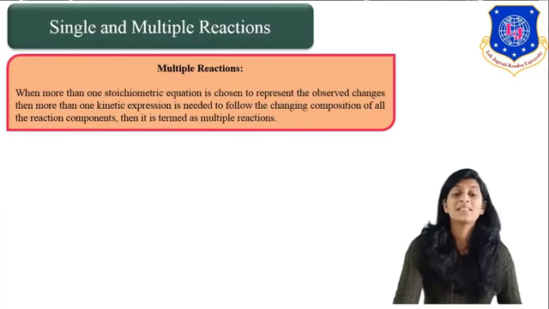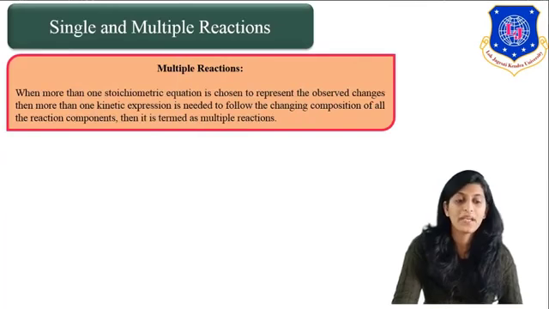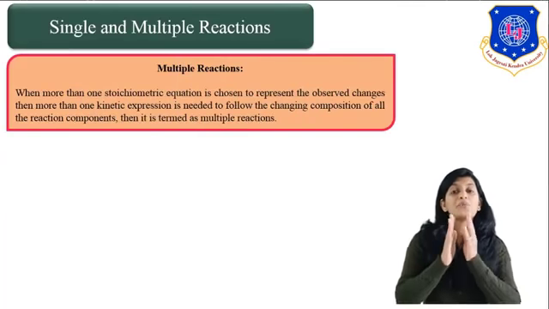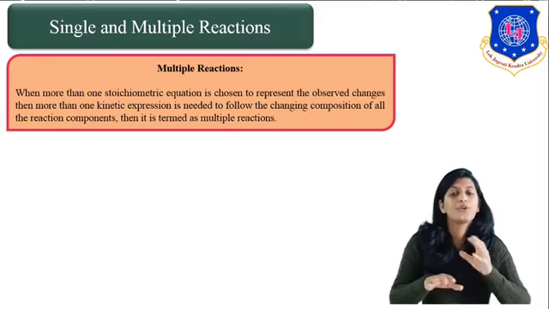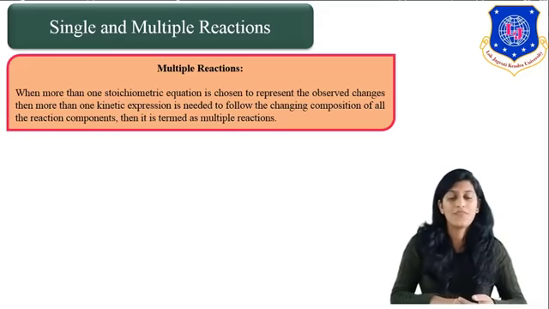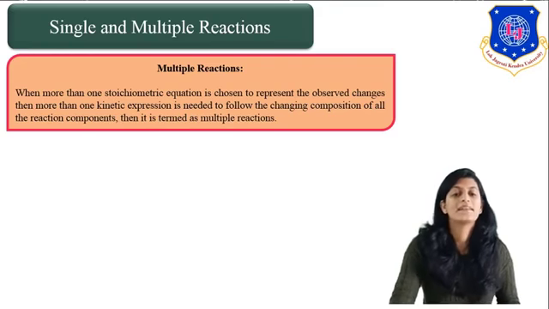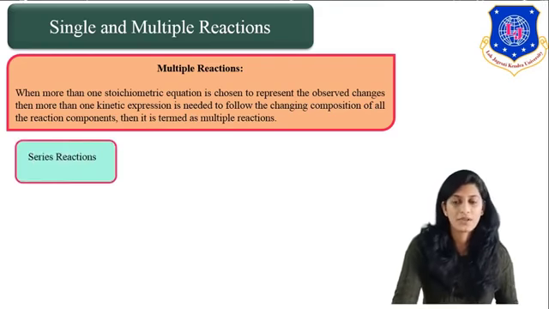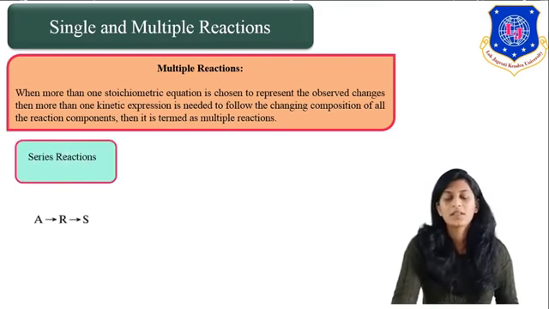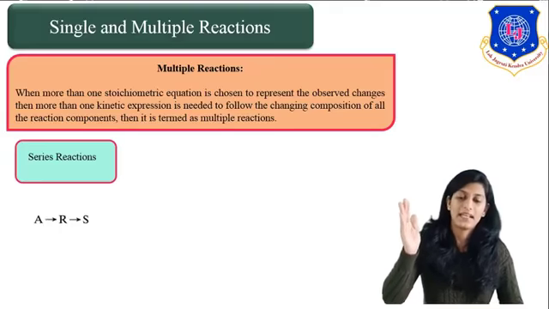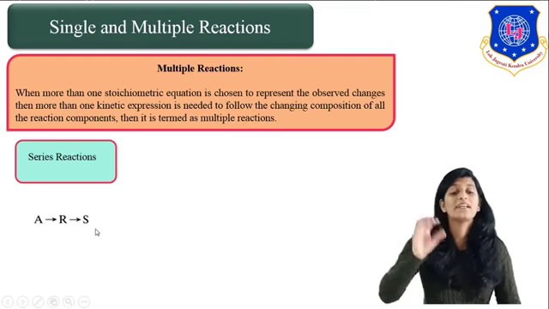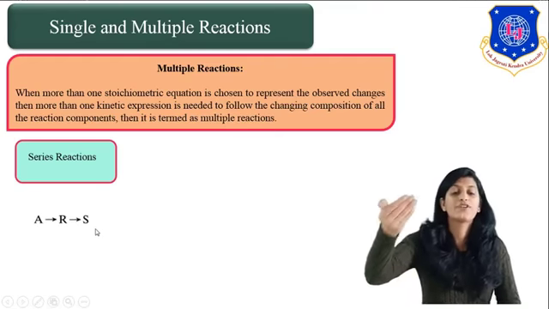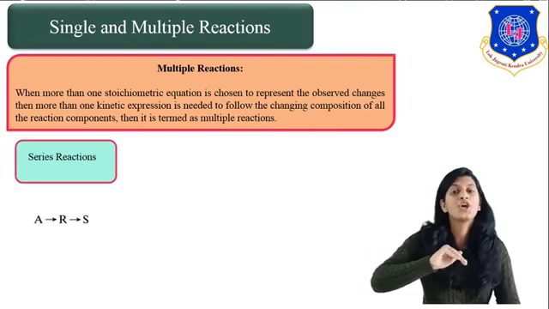The next one is multiple reaction. So what do we mean by multiple reaction? When more than one stoichiometric equation is needed to represent the kinetics of the entire reaction, then it is known as multiple reaction. For example, this reaction, right. We are starting with reactant A and we need S as a final product, right. We have only fed A into our reactor and we are withdrawing S as our product.